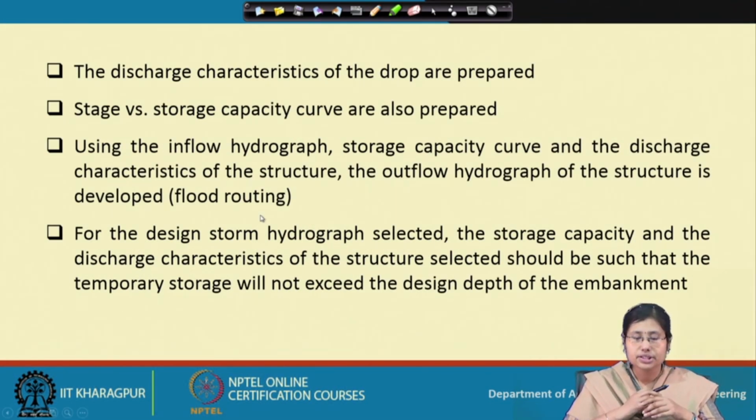The discharge characteristics of the drop are then prepared, and the stage versus storage capacity curves are also prepared. So, using the inflow hydrograph, storage capacity curve and the discharge characteristics of the structure, the outflow hydrograph of the structure is then developed. This is the flood routing step. And lastly, for the design storm hydrograph selected, the storage capacity and the discharge characteristics of the structure should be selected in such a way that temporary storage will not exceed the design depth of the embankment.